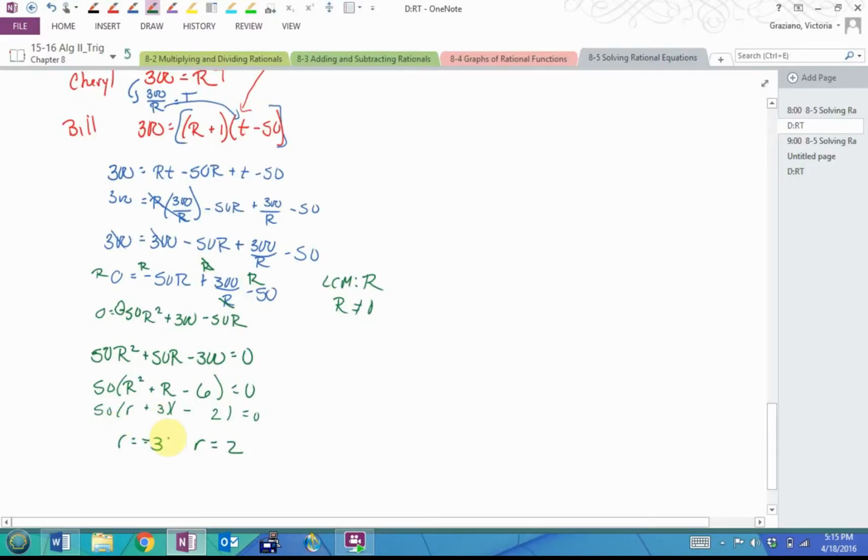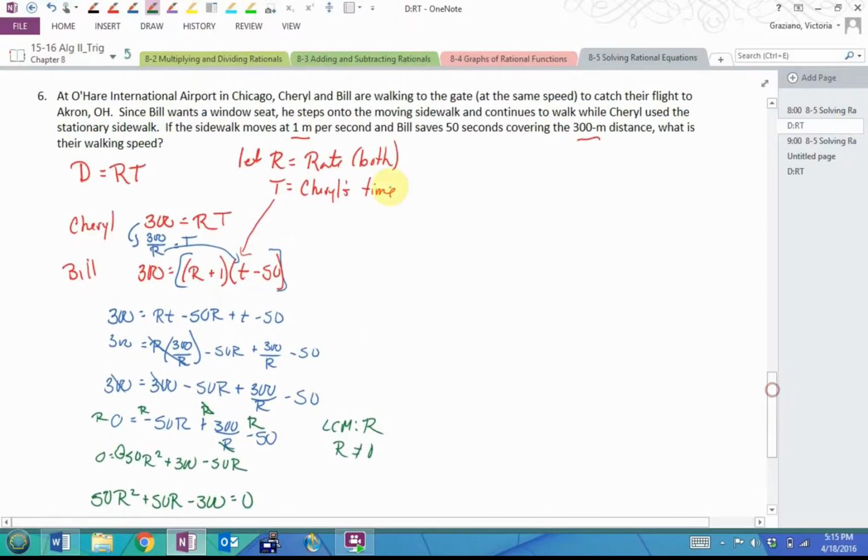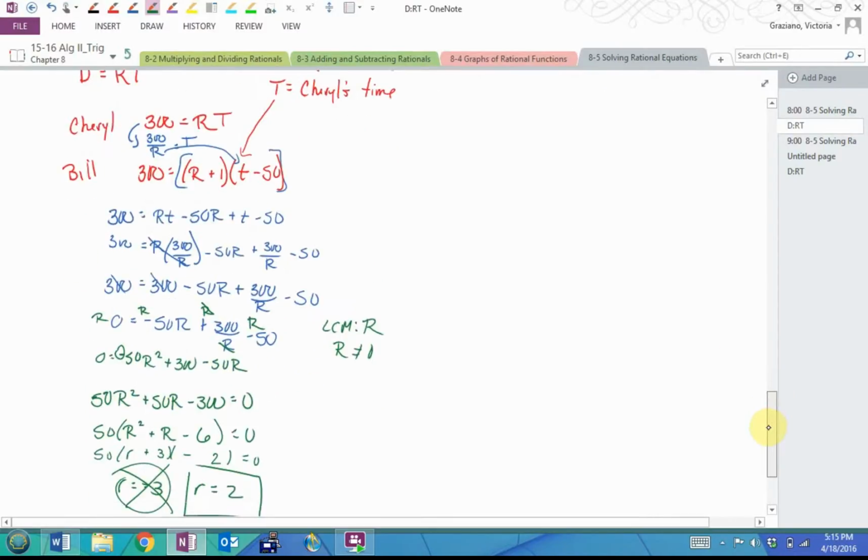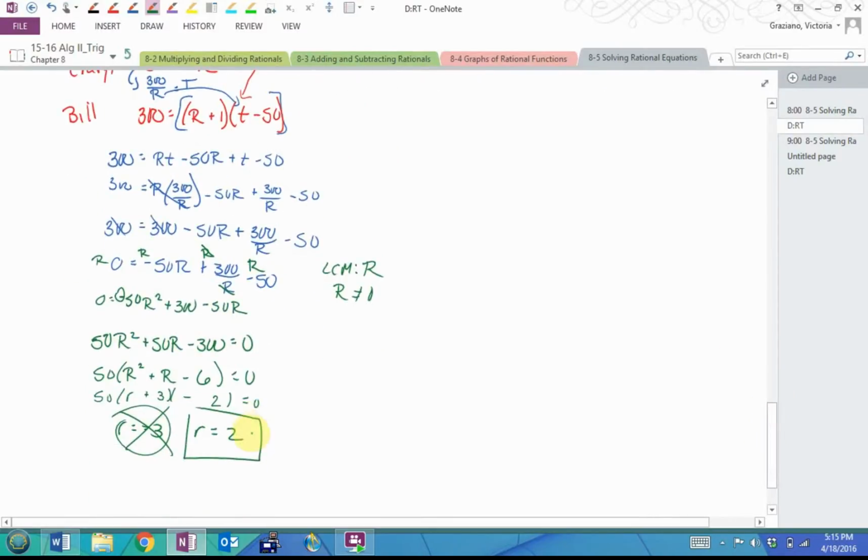And we can't be going a negative rate, so it looks like r equals 2. And that's what we were trying to find, right? The rate of both of them. And so there it is. They're going 2 meters per second. Okay, so that's one option there of solving.